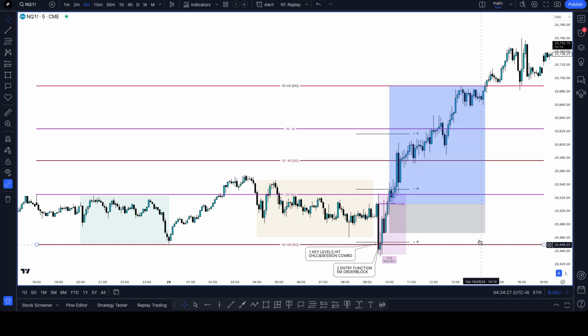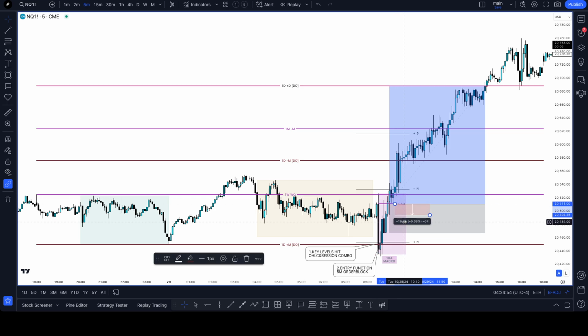So overall, it was a great day. As you can see, it was a $178 move from your entry with a $43 stop. From this entry, we could have experienced a drawdown of about $16 or $17 for less than 5 minutes, let's say.